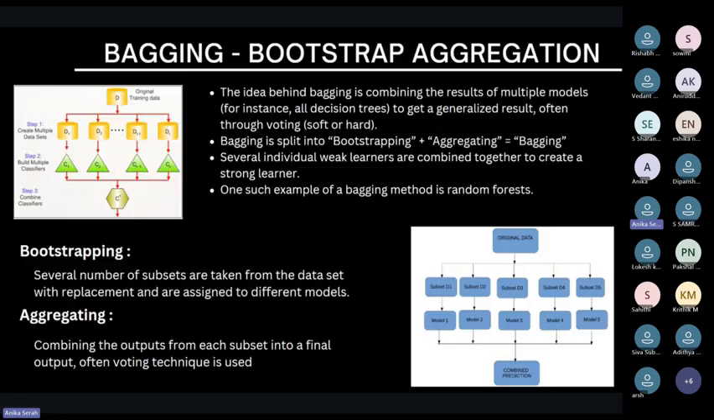And then, yeah, so let's get into the actual models. So bagging stands for bootstrap aggregation. There's two steps here. The first step is bootstrapping. What bootstrapping is, is basically taking randomized features from your data set.